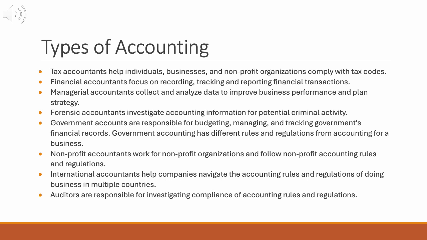Fifth, government accountants. They handle the money of the government, budgeting, tracking spending, and following special public sector rules that are different from business accounting. Sixth, nonprofit accountants. They work with charities and other nonprofits, making sure donations and funds are managed according to nonprofit rules. Seventh, international accountants. These accountants help businesses that operate in multiple countries follow different rules and regulations across borders. And finally, auditors. They are the inspectors. Their job is to check whether the accounting records are accurate and follow the proper rules.